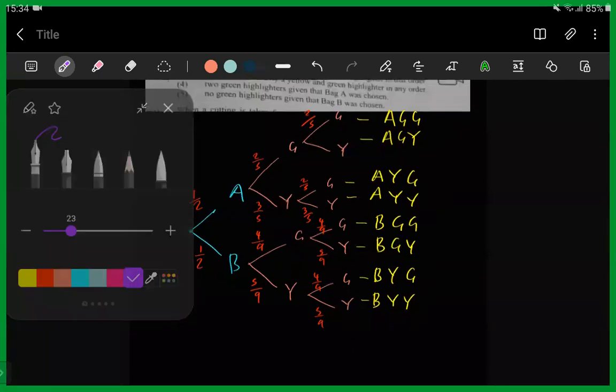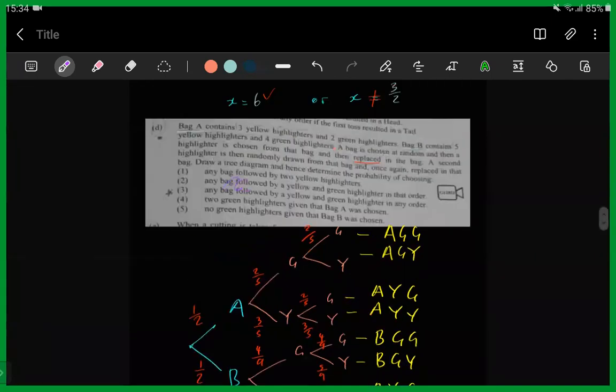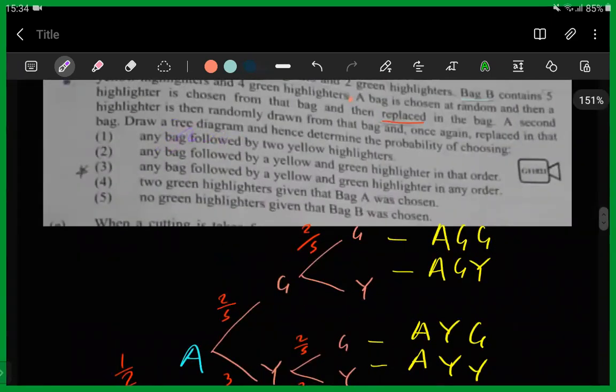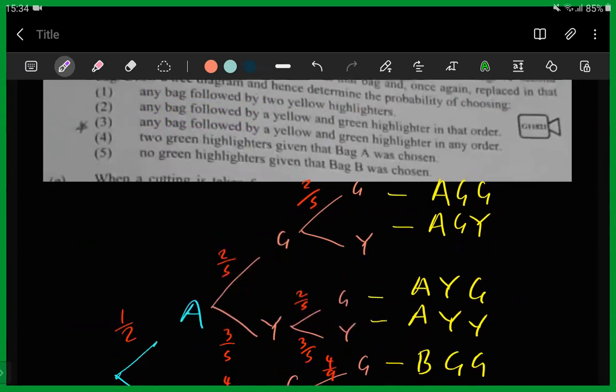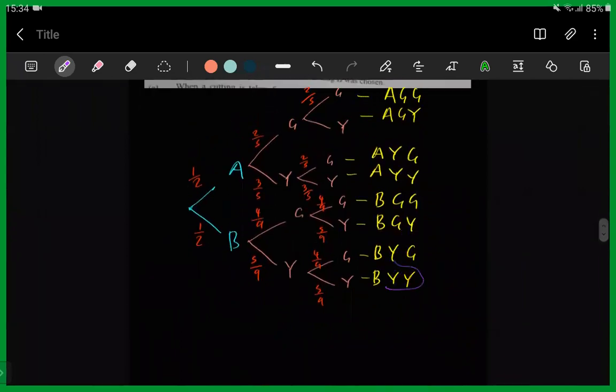So with all this being said, you then want to think, okay, fine, let's see the scenario they want. They say to draw a tree diagram and determine the probability of choosing any bag followed by 2 yellow highlighters. So a specific bag and 2 yellow highlighters. You have this scenario here and this scenario here.